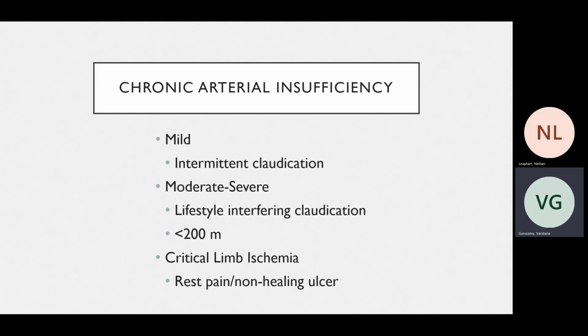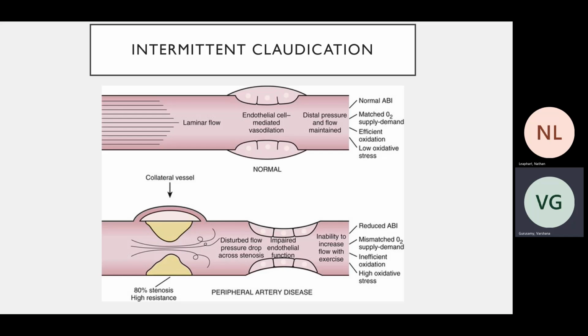So just going through chronic, what they may start off with is intermittent claudication. So they can walk for a pretty far distance, but every once in a while they get that cramping pain. Moderate or severe claudication, or that cramping pain in the calf, happens at a distance less than 200 meters. And then critical limb ischemia is when these patients develop rest pain or a non-healing wound. So that's how we divide the severity of chronic arterial insufficiency.